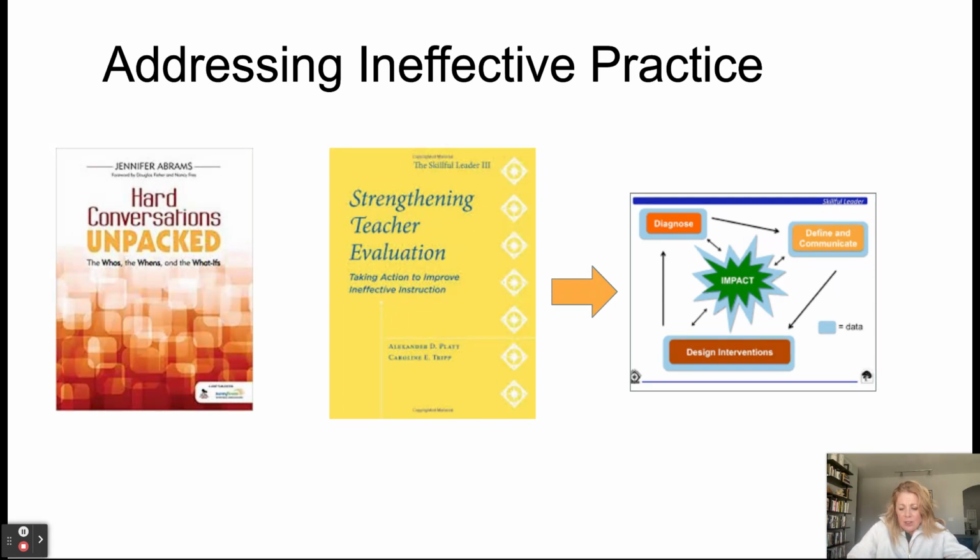Now, I do suggest that as you continue on your leadership journey, if you have not already, that you do invest in a complete text that addresses hard conversations, because hard conversations are a part of leadership, period. And so, in Hard Conversations, Jennifer Abrams provides a framework for leaders to consider when they are addressing difficult topics. And in addition to that, it's really important at any part of evaluation.